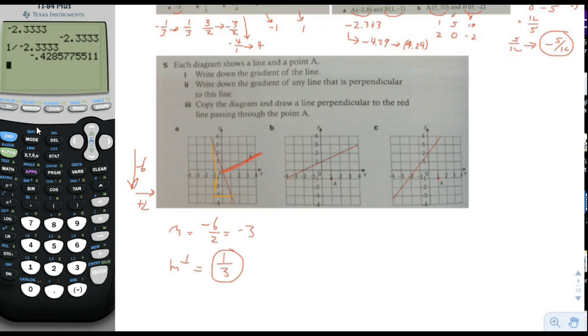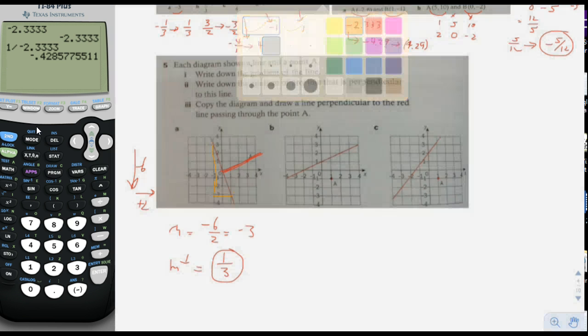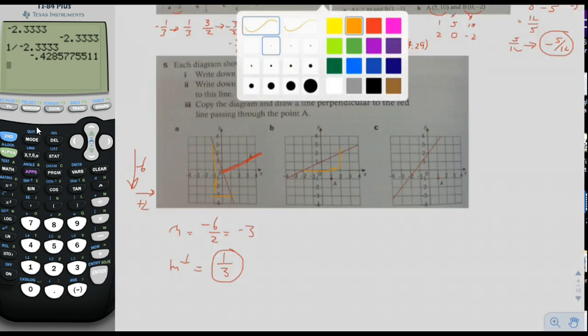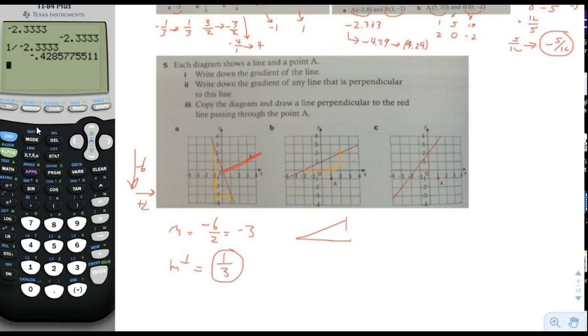Okay, moving on to B. Let's see, the gradient for this, that's a good, nice round point, and so is that. Okay, so we got about positive 4 on the run, and we got a positive 2 on the rise. So it's about 2 divided by 4, which is 1/2. The perpendicular gradient would be, I'm using this symbol to show perpendicular, negative 2, right? And if I wanted to draw a line that's perpendicular to this line and goes through A, it would be about like that, right?